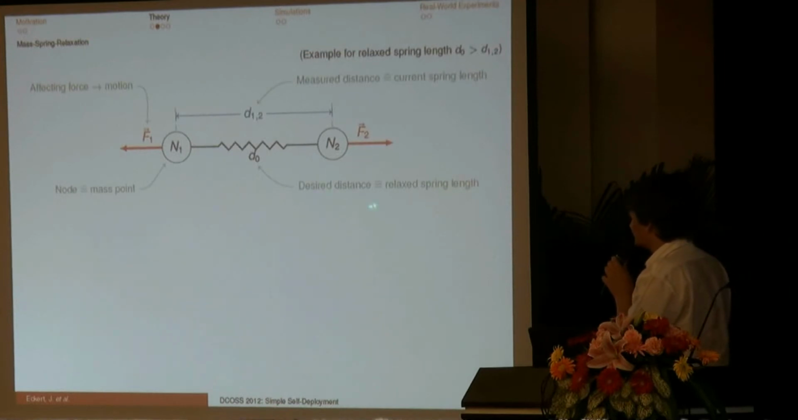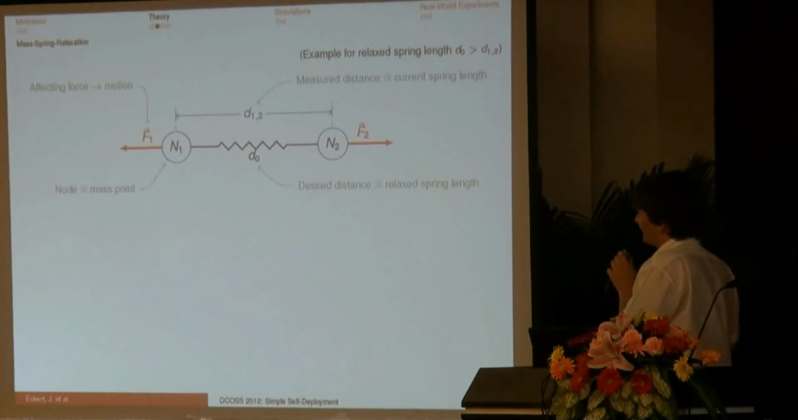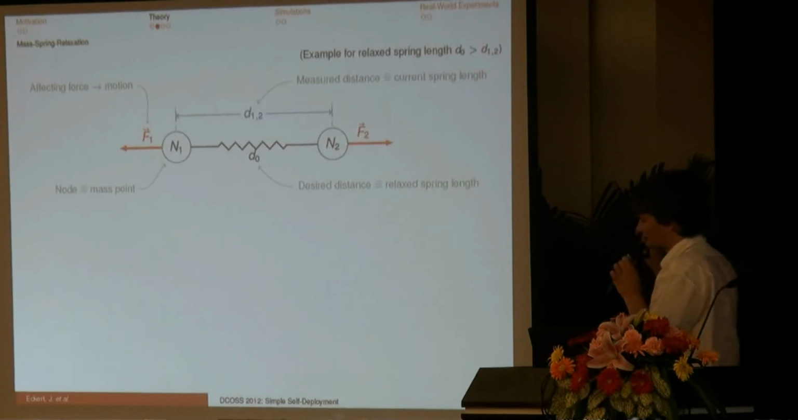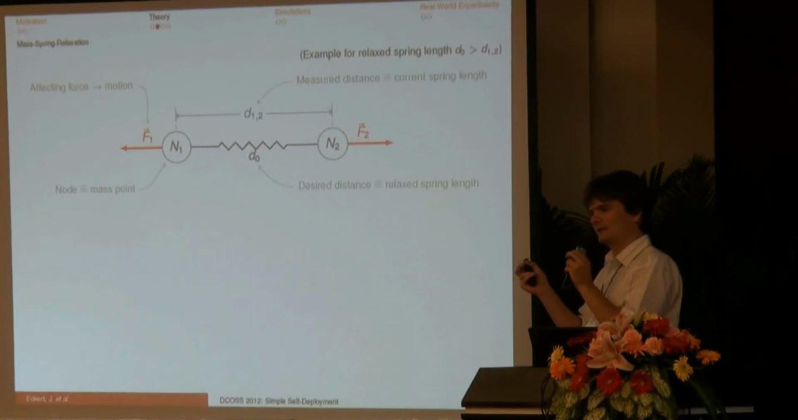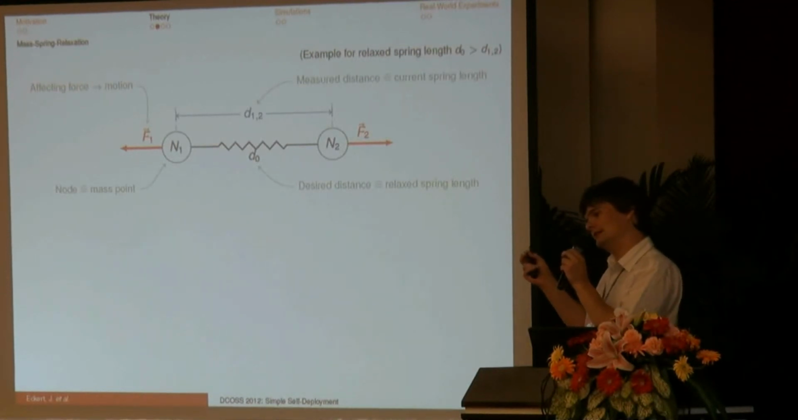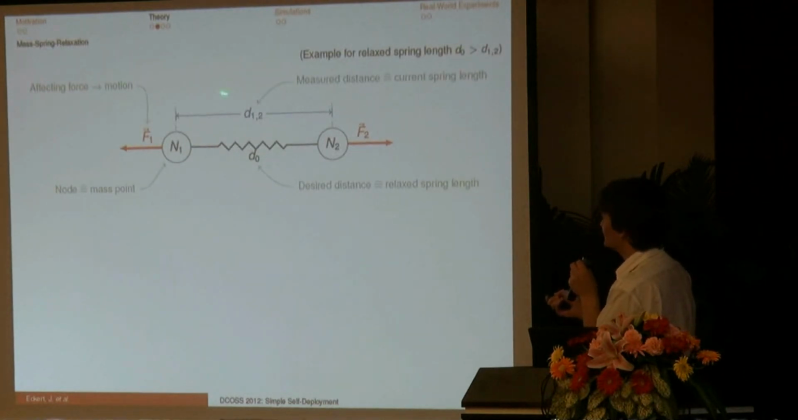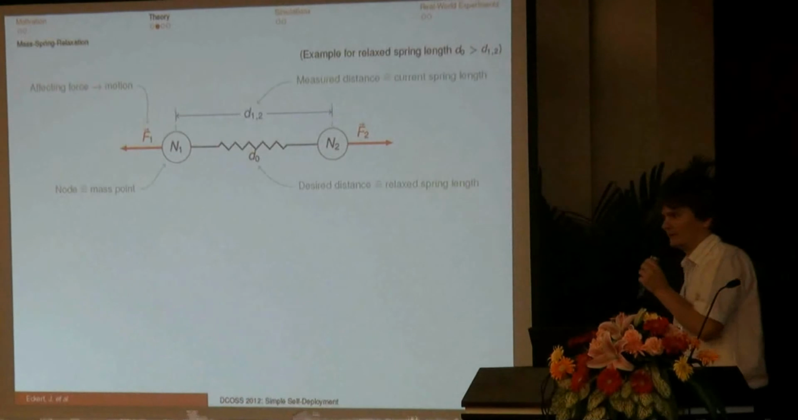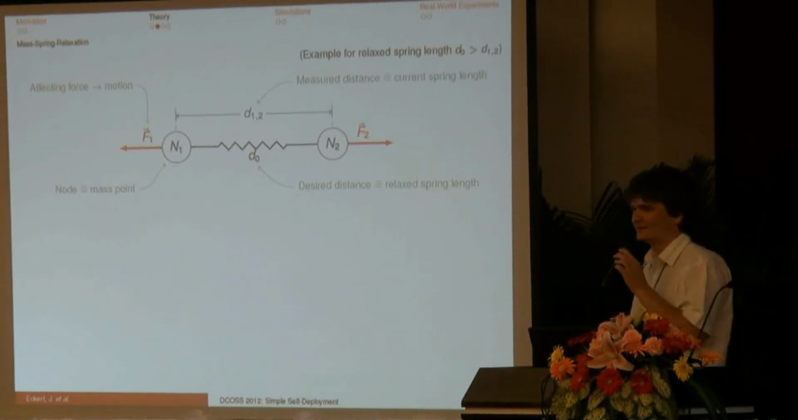We have some desired spring length, which is basically the distance they should achieve, and then we can measure the current spring length. As you can assume, if you have two mass points connected together with a spring, and they are too close to each other, as illustrated here, because the desired length is greater than the current one, then you have forces which are pulling them apart.